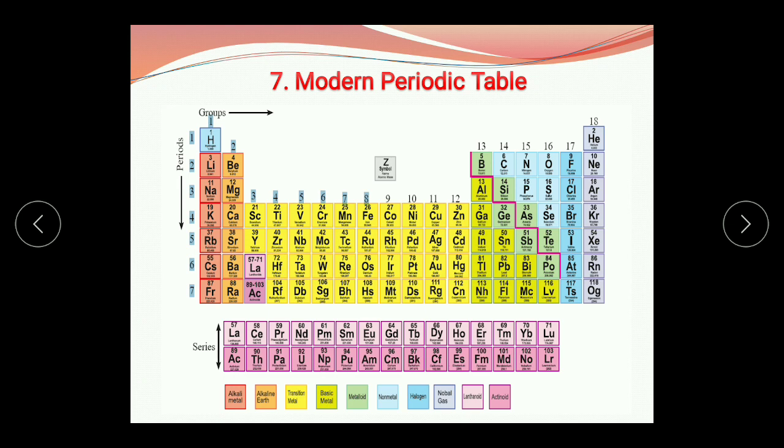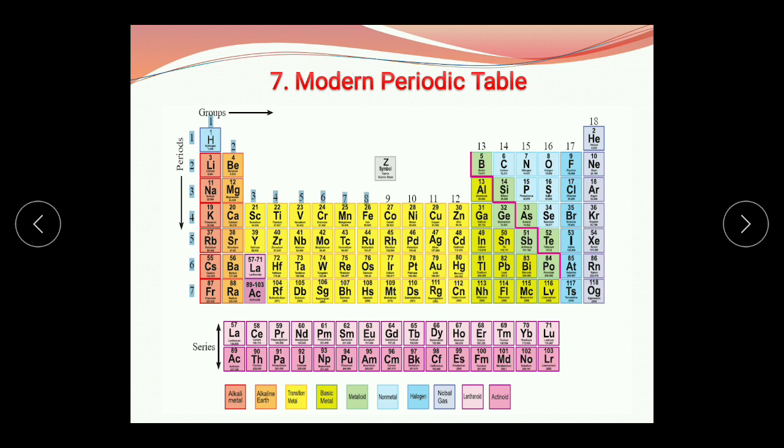Before starting today's session, we will just revise what we learned in the previous session. In the previous session, we learned about the electronic configuration in periods. What is electronic configuration? It is the arrangement of electrons in various shells, subshells and orbitals, we can say. We know there are 7 periods in the periodic table.